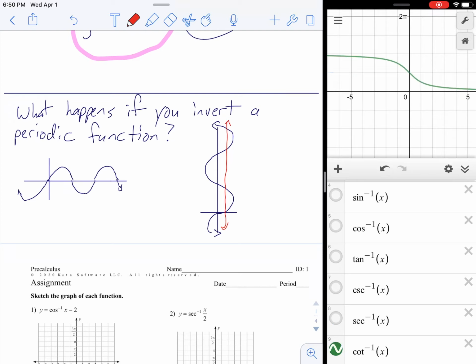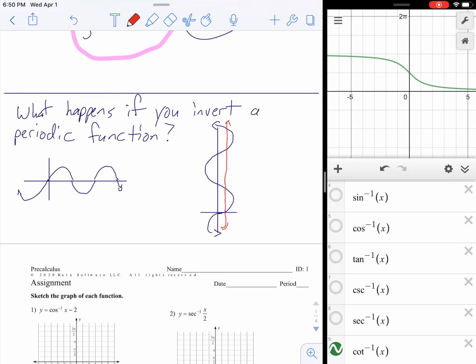Cotangent is going to look a lot like tangent. There it is. So if you compare the two, they're there. But again, remember cotangent, the original graph has infinitely many of those waves up and down, or not waves, the spaghetti shape up and down from negative infinity to positive infinity. When you invert it, there's only one of them. So this is only a portion of the cotangent graph which has been inverted.